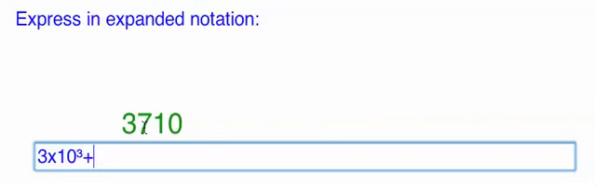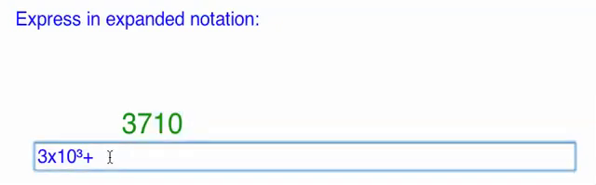Plus 700. So 7 times 10 to the 2, 7 times 100. 100 is 10 to the power of 2. But using the trick, 7 is followed by 2 spaces. So it's 7 times 10, chapeau, 2. And then plus 1 times 10 to the power of, now the 1 is followed by 1 space, times 10 to the power of 1. All right, so that's kind of a trick.